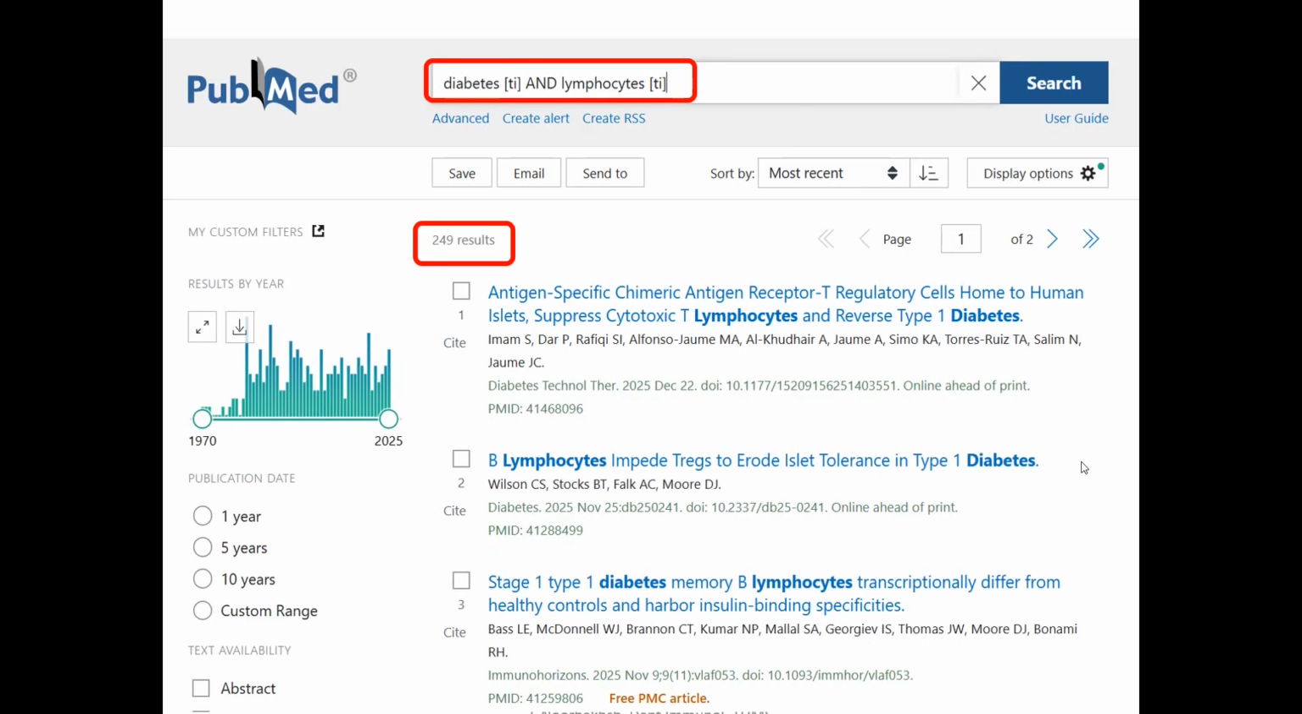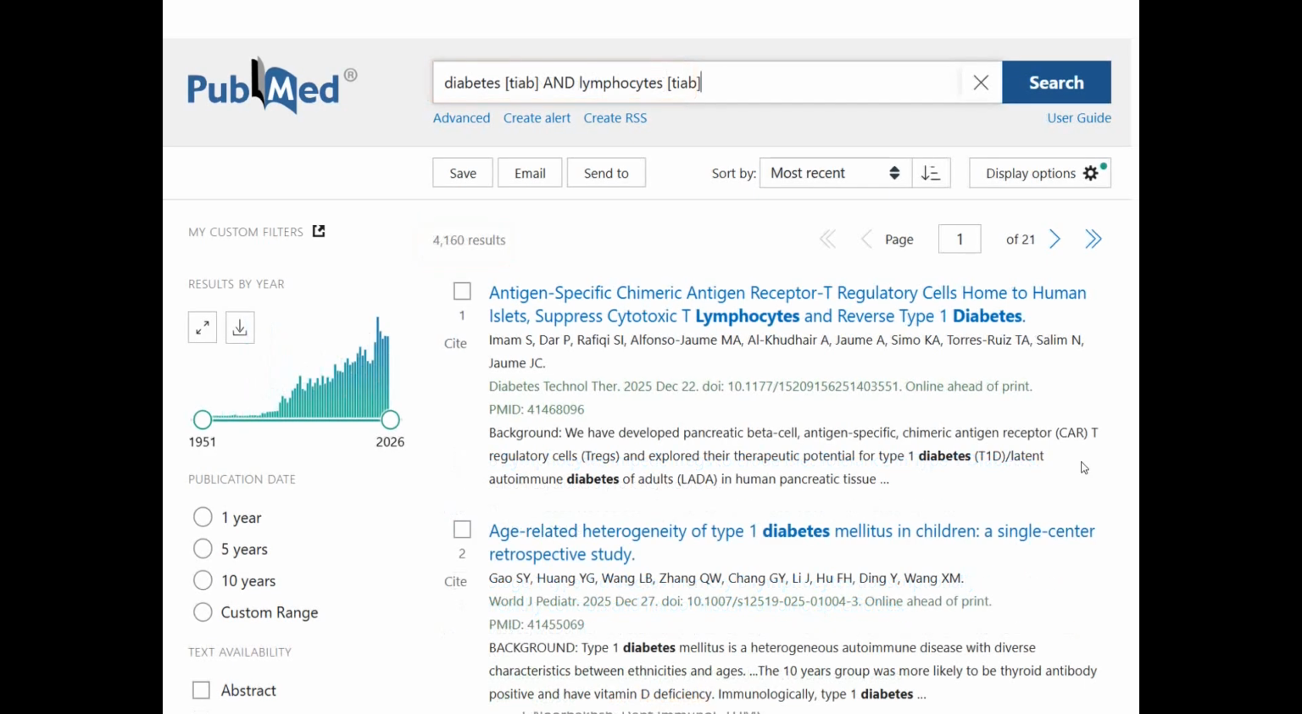So it's possible that I have many articles related to the role of lymphocytes in diabetes, but the word diabetes or lymphocytes does not appear in the title. So it's related in terms of the subject and the concept, but the words have not appeared in here. So we've increased the specificity a lot at the cost of sensitivity. So what can I do? Can I make it moderate in terms of specificity and moderate in terms of sensitivity?